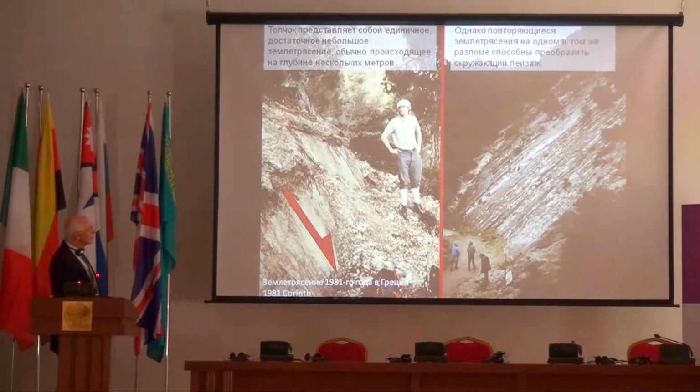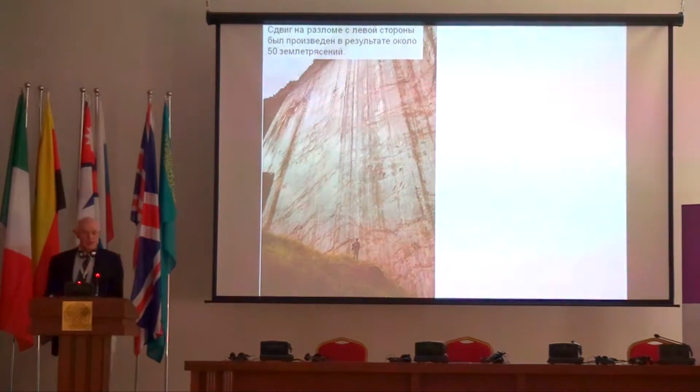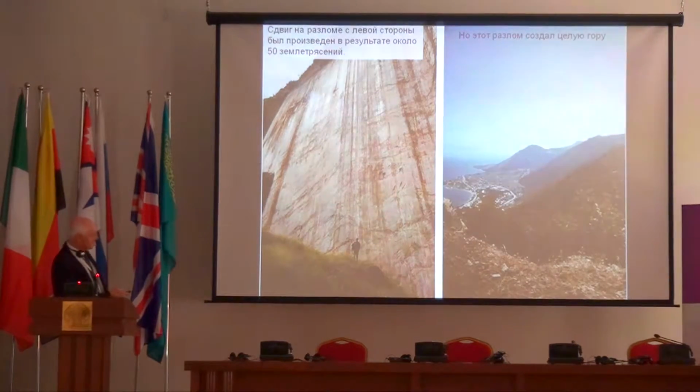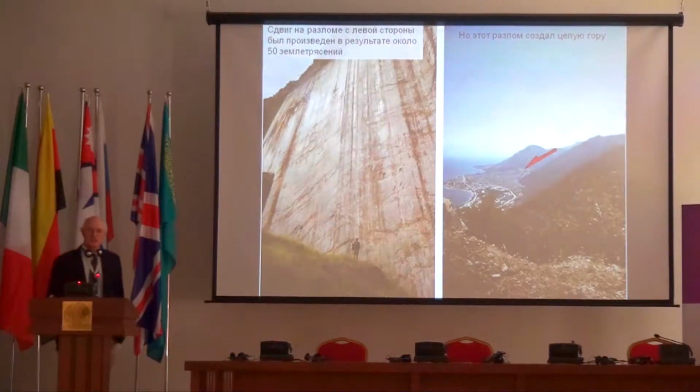So this is a surface which results from many earthquakes on the same fault. If we stand back, this even bigger surface here shows the result of about 50 earthquakes on the same fault, and this picture is taken at the base of this mountain in Greece, and this is the fault surface. The entire mountain is created by repeated movement on those faults. So the faults make the landscape.